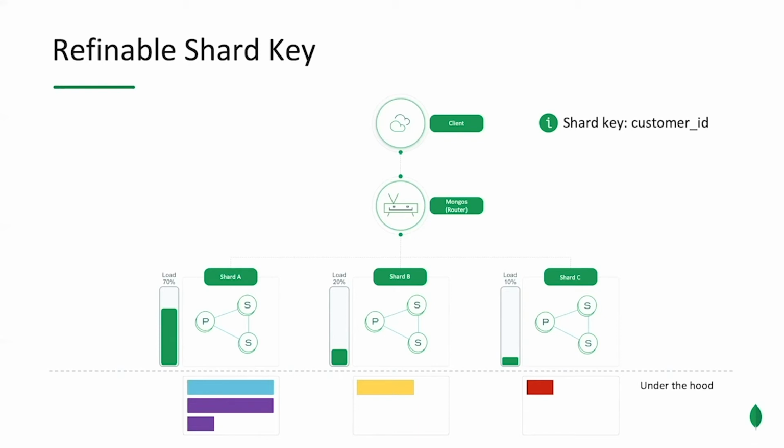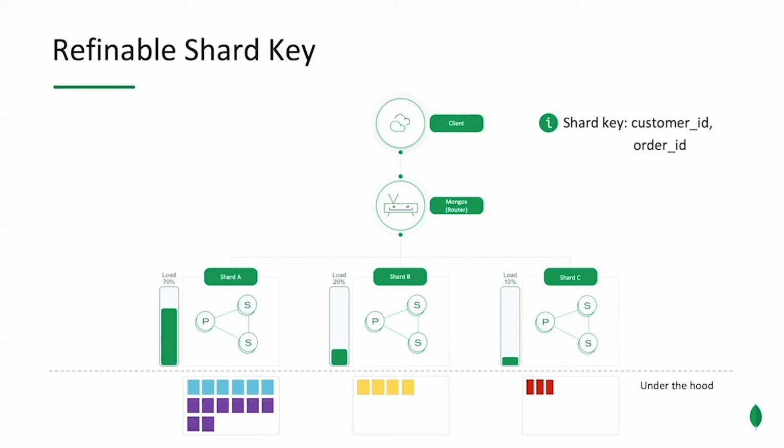Solving this issue used to be quite tedious, but with the introduction of refinable shard keys, all we need to do is refine the shard key to a shard key with a higher cardinality. So how do we do that? We can do this by adding order ID to the shard key, making the full key customer ID, order ID.